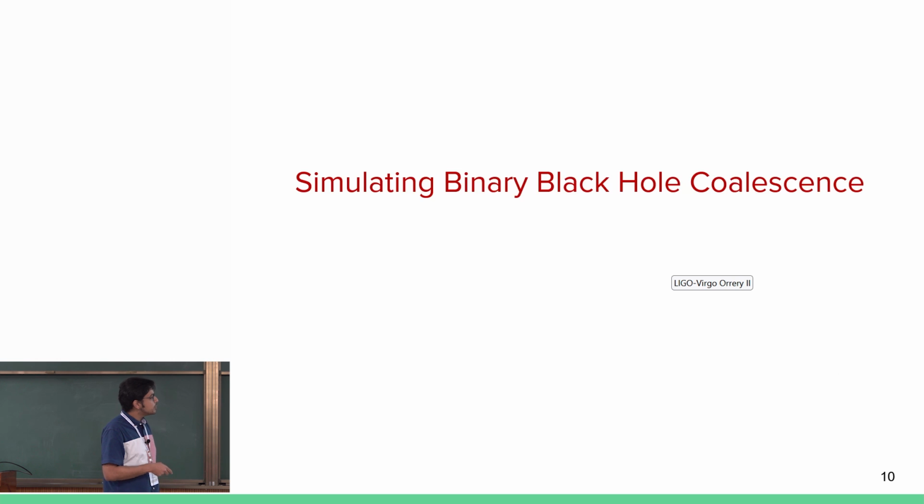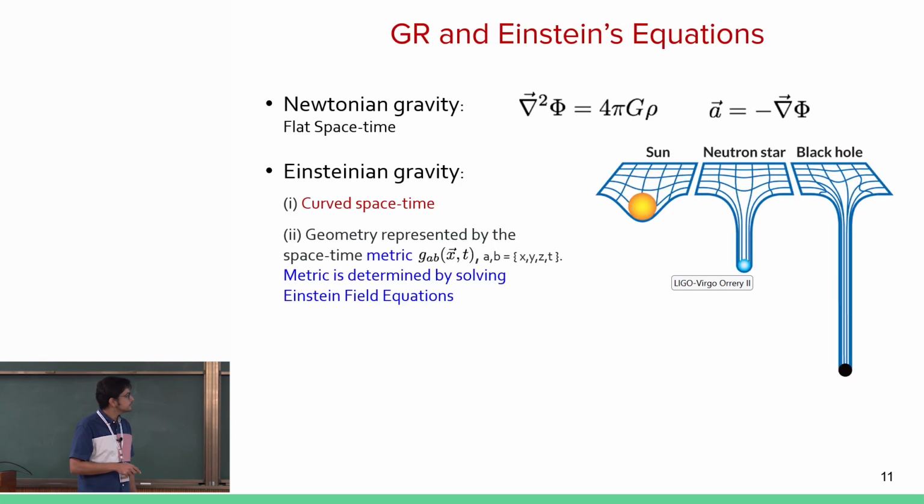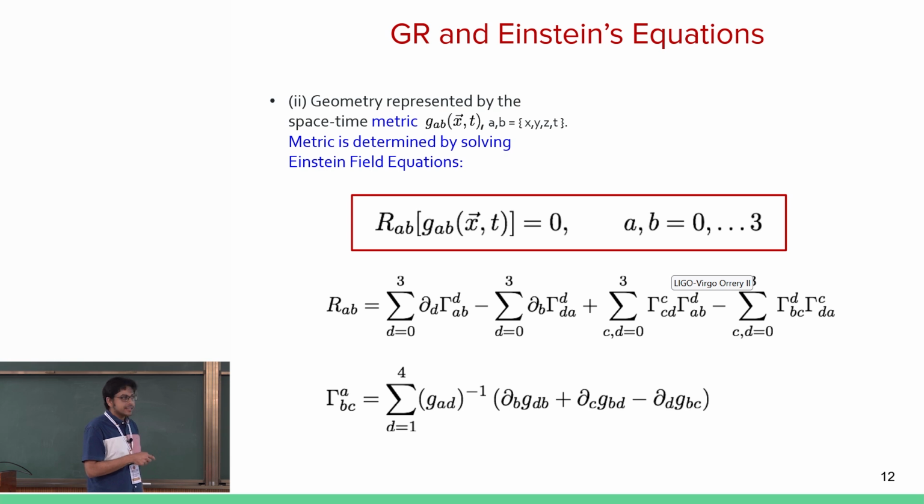So what are we doing here? What we are doing is we are trying to simulate binary black hole coalescence in full nonlinear GR as an application of numerical relativity, right? So in Newtonian gravity, the equations are much simpler. In Einsteinian gravity, you replace the role of gravity from being a force to determining the geometry of the space-time fabric itself. The geometry can be contained into a rank 2 metric tensor, which is determined by solving Einstein's equations at all points in space-time, right?